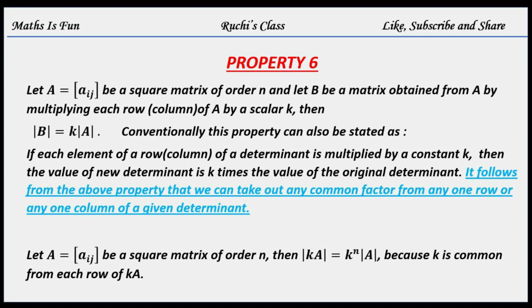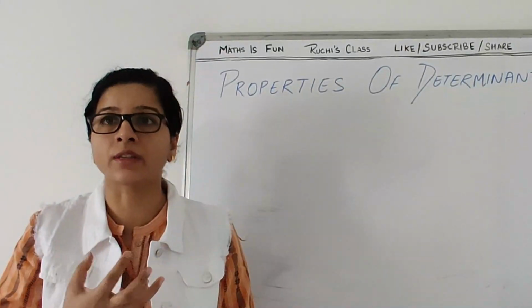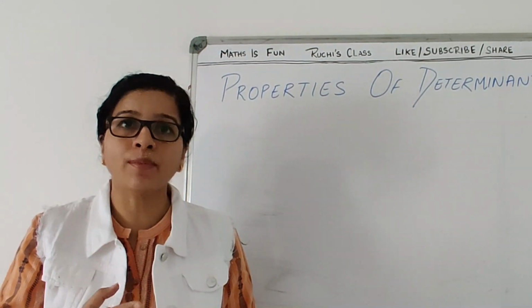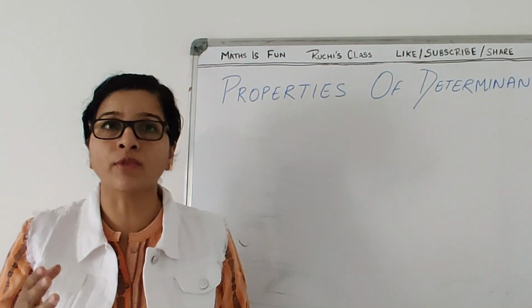Conventionally, this property can also be stated as: if each element of a row of a determinant is multiplied by a constant k, then the value of the new determinant is k times the value of the original determinant. From the sixth property, it follows that we can take out any common factor from any one row or any one column of a given determinant. Now listen, when we were talking about matrices, we had to take out the common factor from the full matrix, meaning all the elements should have a common factor. But in case of a determinant, it can be either one row or one column from which we can take out the common factor.